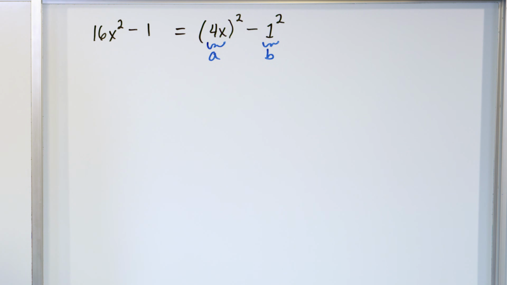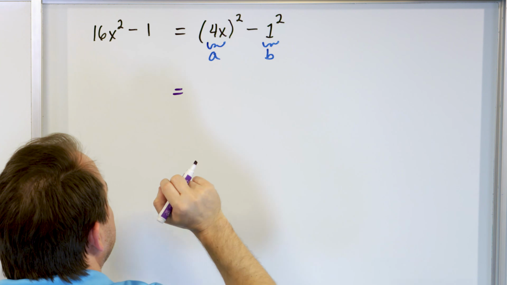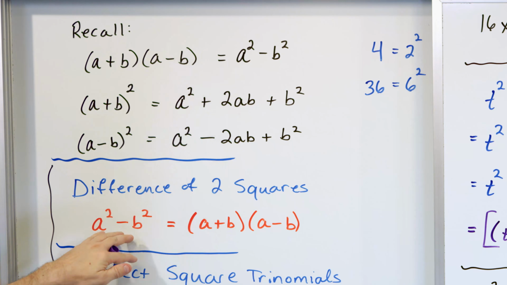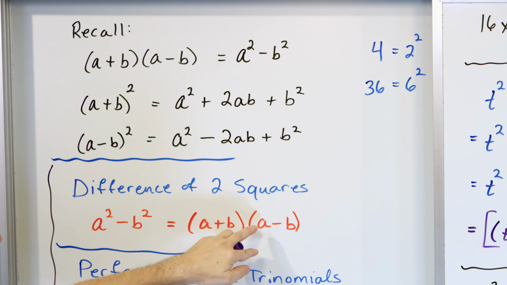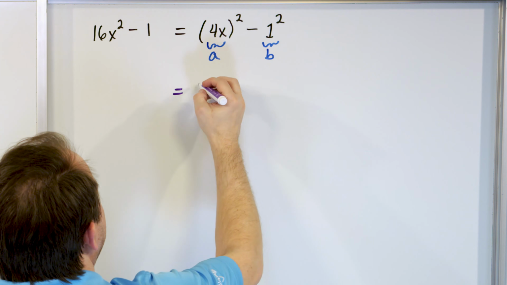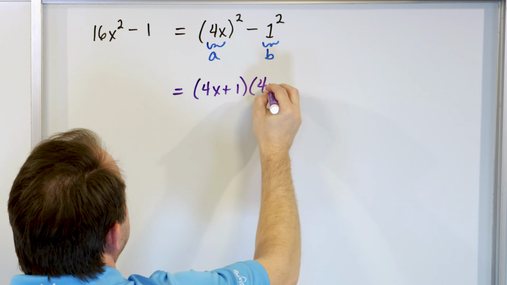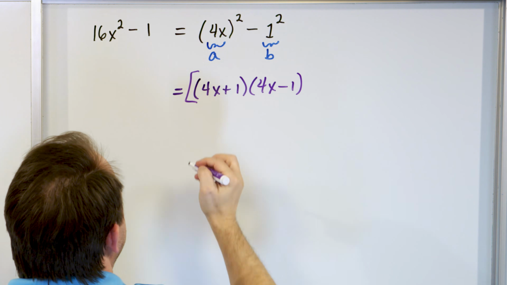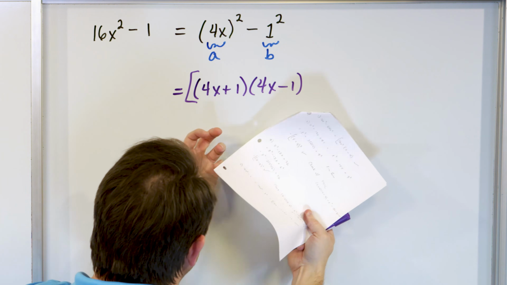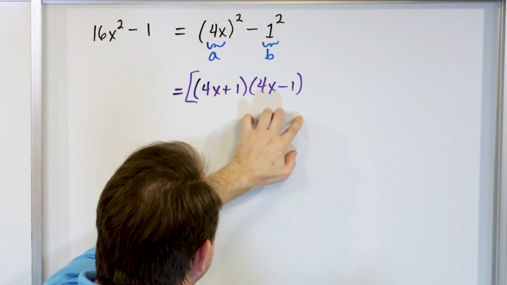So once you've identified that it is the difference of two squares, and you know that it's a squared minus b squared, then all you have to do is write the rule. When you identify it's a difference of two squares, it's just going to be a plus b times a minus b. Now we know what a and b are, so we write it simply as 4x plus 1 times 4x minus 1. That's the factored form. Because remember, factoring means I'm trying to find two or more things that multiply together to give me what I start with. And I'm claiming that this is actually equal to this stuff multiplied together.